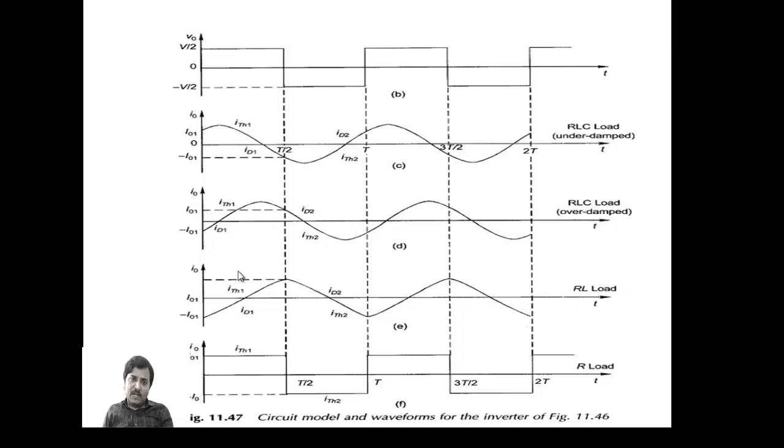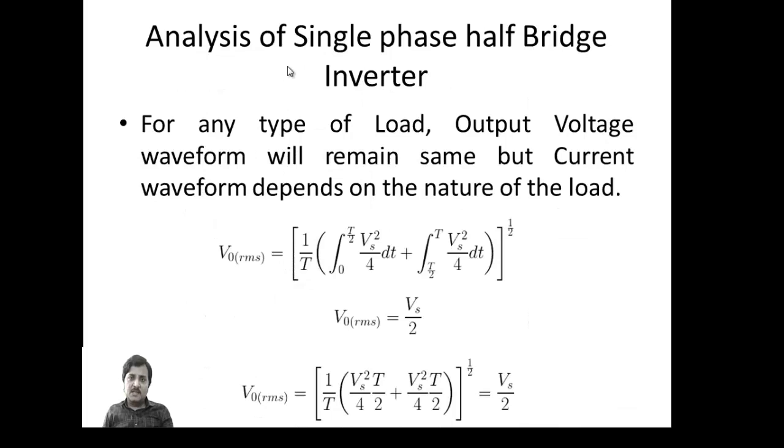When it is the RL load, the current lags the voltage, and a similar thing will happen. Diode D1 will be connected up to this part, thyristor T1 will be connected up to this part, and diode D2 will be connected up to this part. When it is a pure resistive R load, the current completely follows the voltage. Where the current value is 0, the voltage value is also 0. So we have the different load conditions explained in this waveform: R load, RL load, RLC overdamped circuit, RLC underdamped circuit. Now let us see the basic analysis of the single phase inverter.